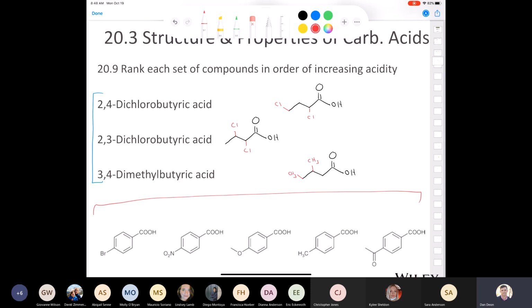Okay. Now, in terms of these three, I think that you probably all have a knee-jerk reaction as to which one of these is going to be the least acidic. Okay, who could tell me which one of these three will be the least acidic?